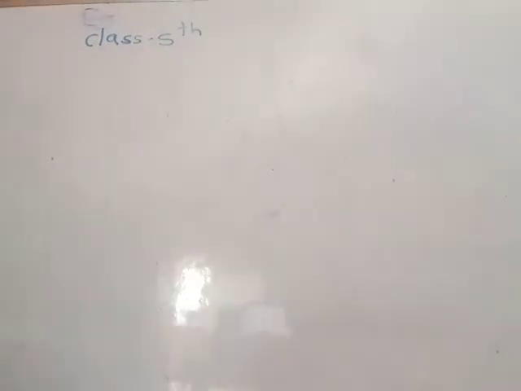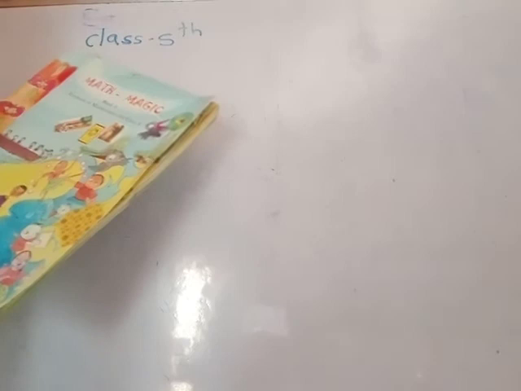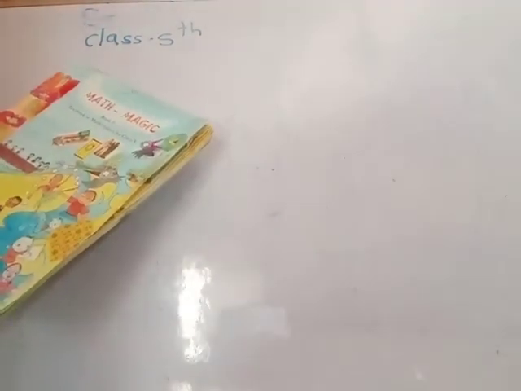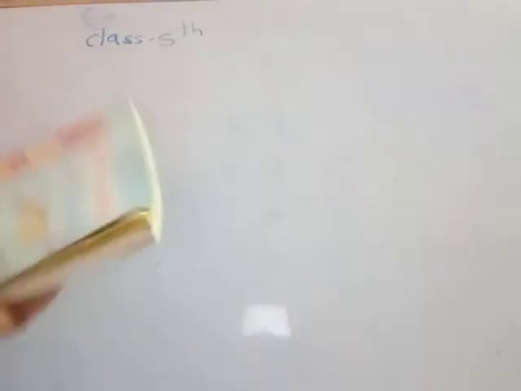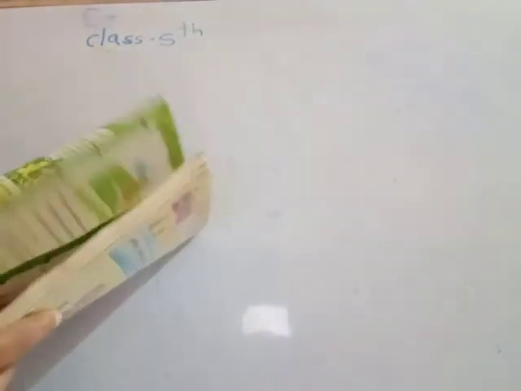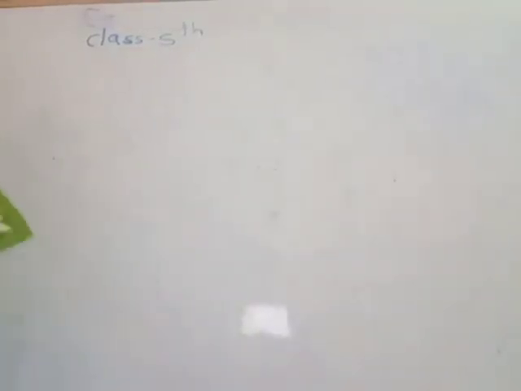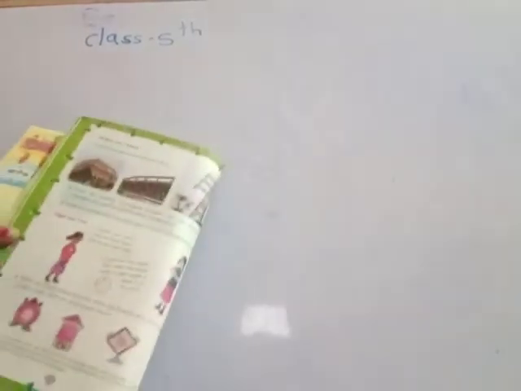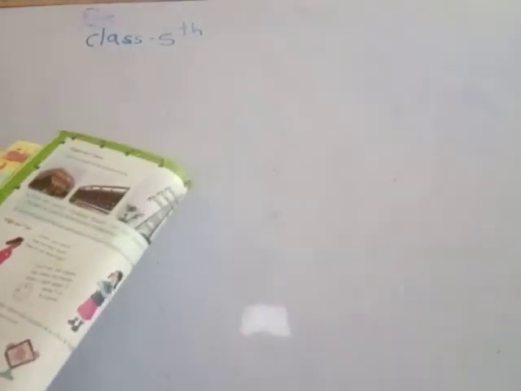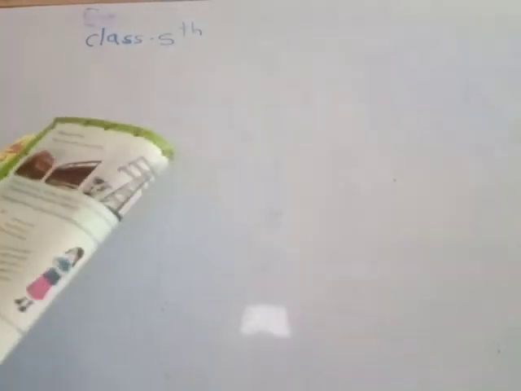Today we are going to study the NCERT book, Math Magic. In this book, we have started the second chapter. In this second chapter, the next point is shapes and towers. Look for triangles in pictures below.